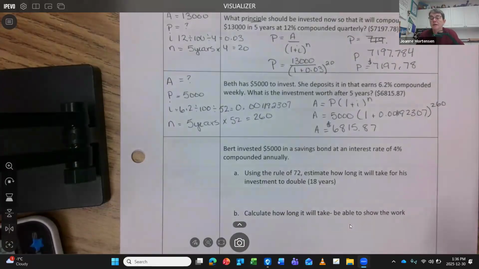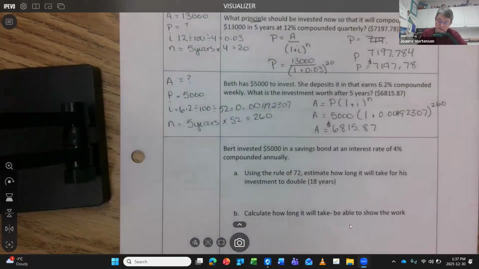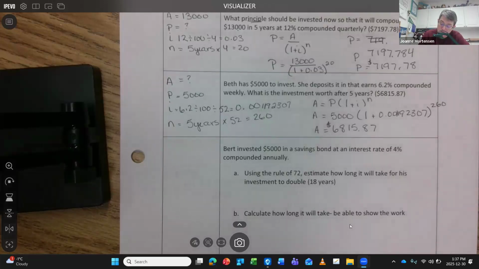All right, I'm going to keep going. I think it's going to end up being a pretty long video, but let's get it done. Bert invested $5,000 in a savings bond at an interest rate of 4% compounded annually. Using the rule of 72, estimate how long it will take for the investment to double.